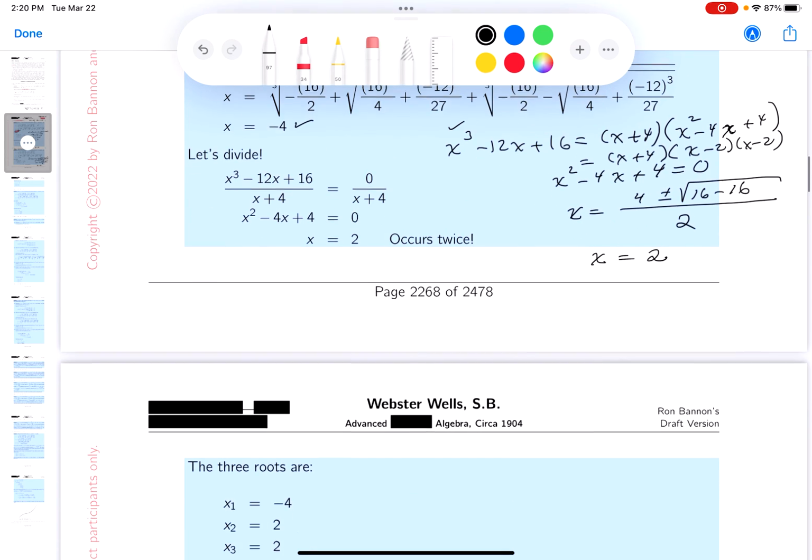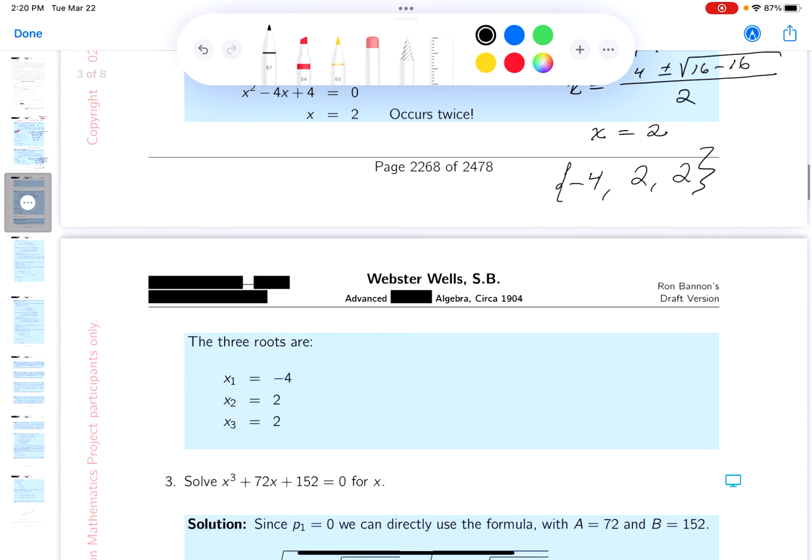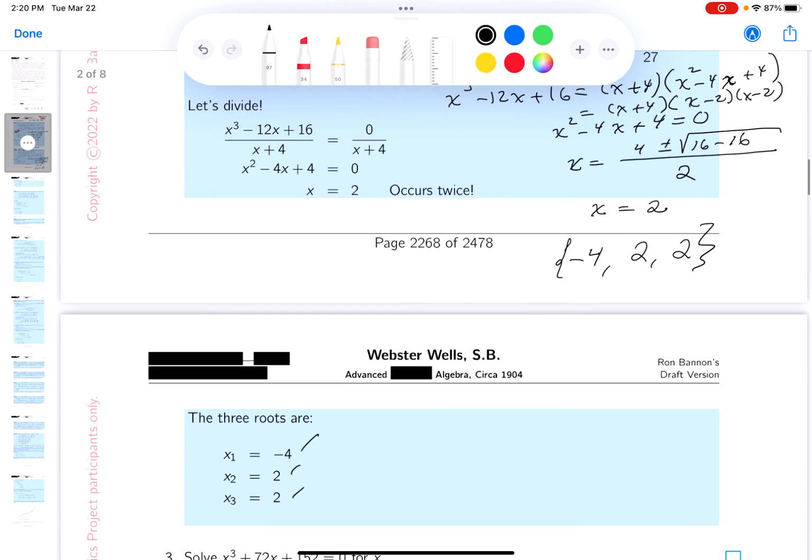So what are the roots going to be? The roots are as follows. Minus 4, 2, and 2 occurs twice. It's a repeated root. All right? Let's see if they got those written down. Minus 4, 2, 2. All right, we're good.